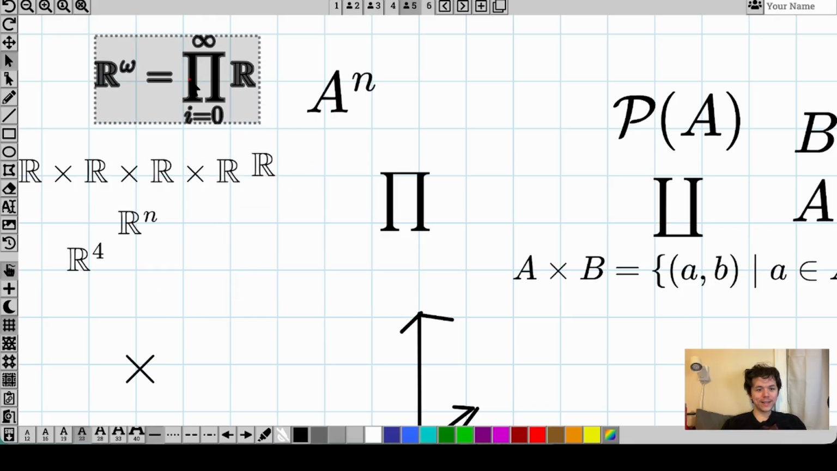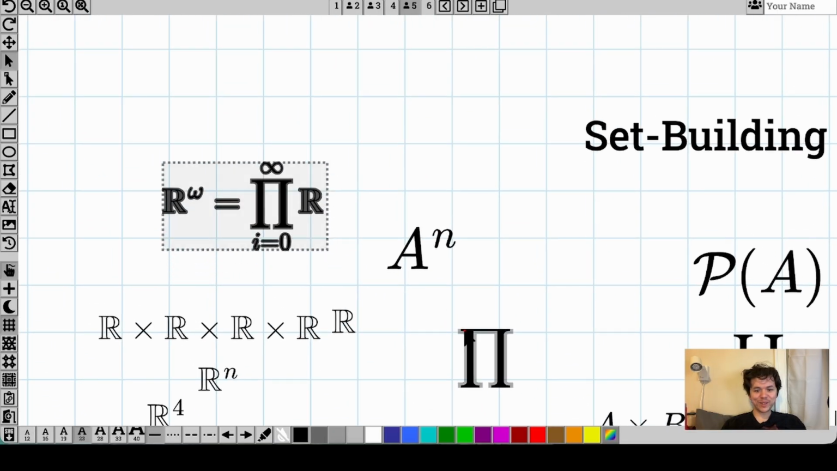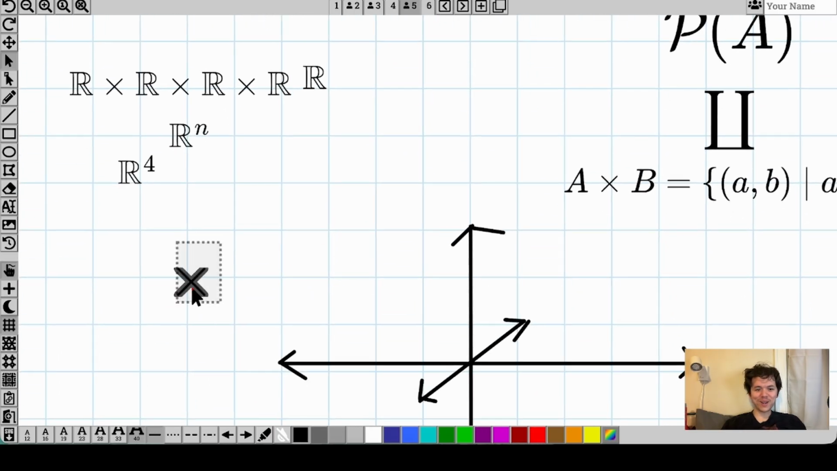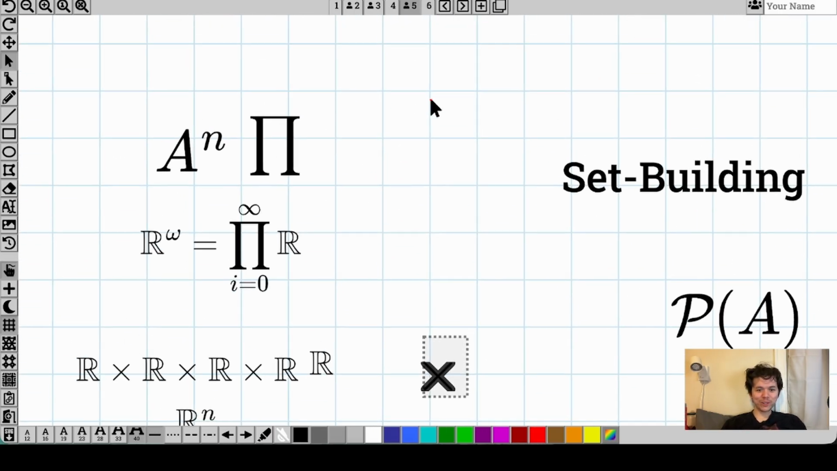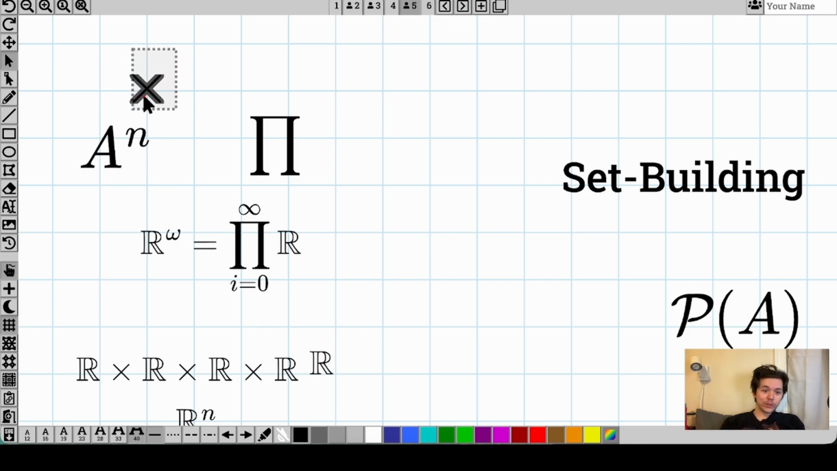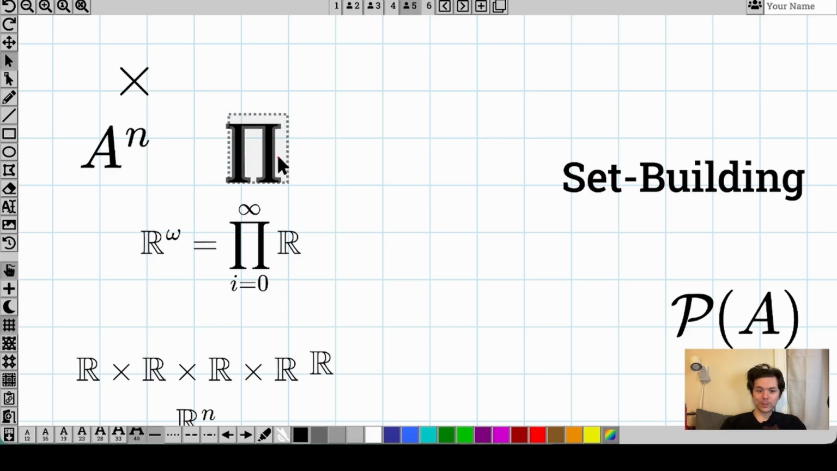This is another example of a product symbol. We have 3 symbols in here that all represent product, and set products are really important. This one allows you to take a product of a set with itself finitely many times. This one allows you to do individual products, the product of 2 things. This one allows you to be very general, and it's often used for infinite products.